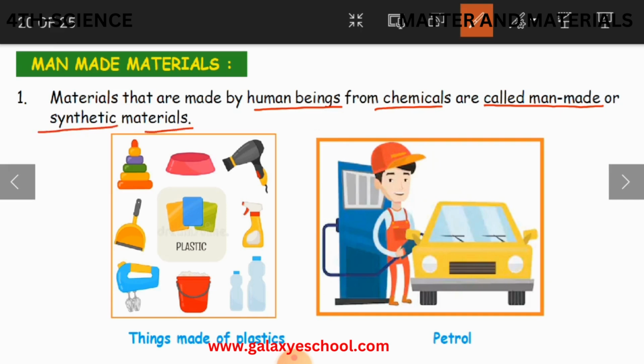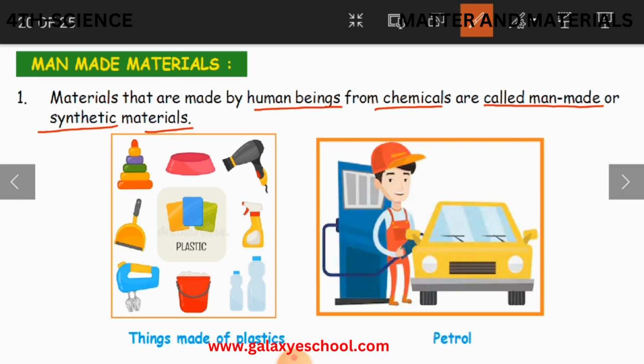Which are obtained from the plant and the animal. Even though the plant and the animal are giving the material, we are giving a different shape to that particular material. Those all come under natural materials only. But here we have some special materials invented and made by man only, like materials that are made by human beings from chemicals.